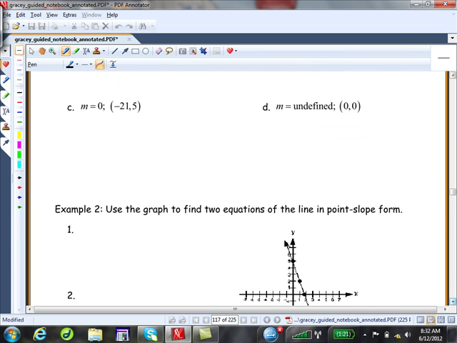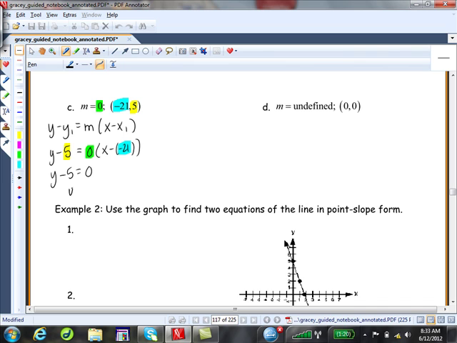Okay, why don't we have you try C and D. Pause the movie and give C and D a try. Alrighty, let's see how you did. Again, we're just plugging everything in. Here we have a slope of 0. x1 is -21 and y1 is 5. So y minus y1 equals the slope times x minus x1. Y minus 5 equals 0 times x minus -21. Now, isn't 0 times anything? Good, 0 times anything is 0. So when you have a 0 slope, you get y minus 5 is 0.